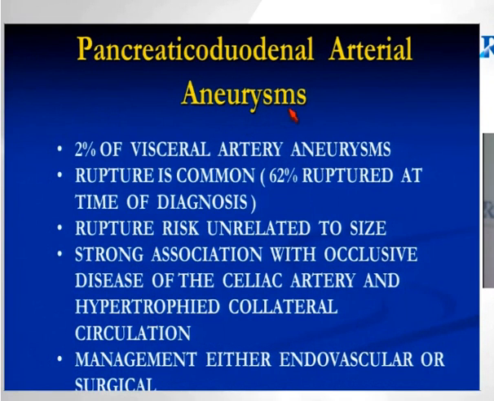So pancreaticoduodenal aneurysms make up 2% of visceral artery aneurysms. Interestingly, rupture is common, with 62% ruptured at the time of diagnosis. I think we may be seeing more of these incidentally now that we have CT, rather than finding that they are present when they rupture. It is said that rupture risk is, interestingly, unrelated to size, with a strong association with occlusive disease of the celiac artery with hypertrophied collateral circulation. So the management is either endovascular or surgical.